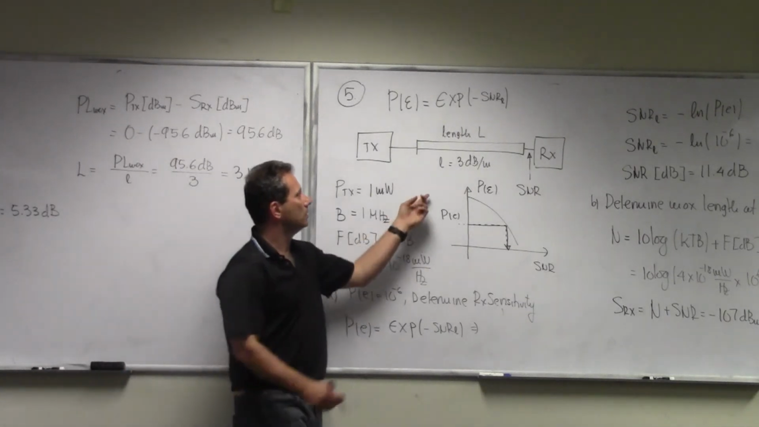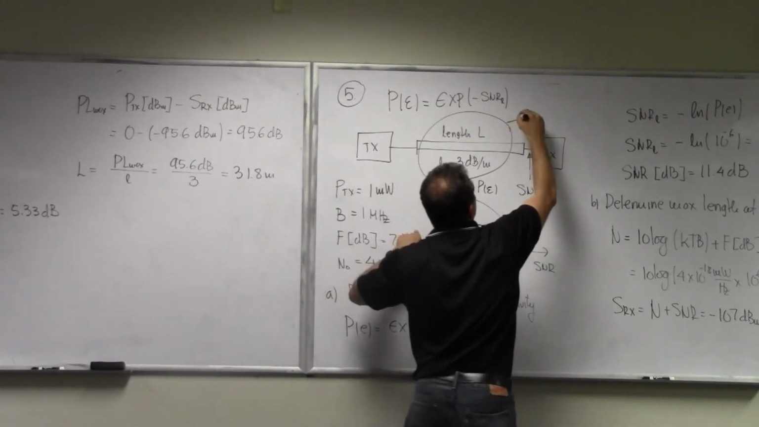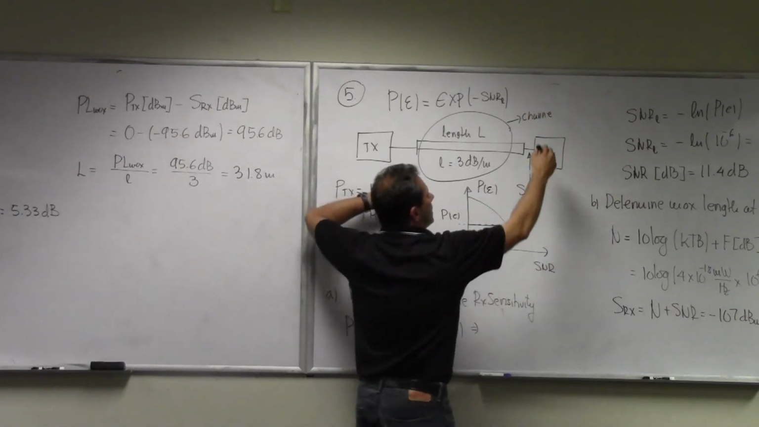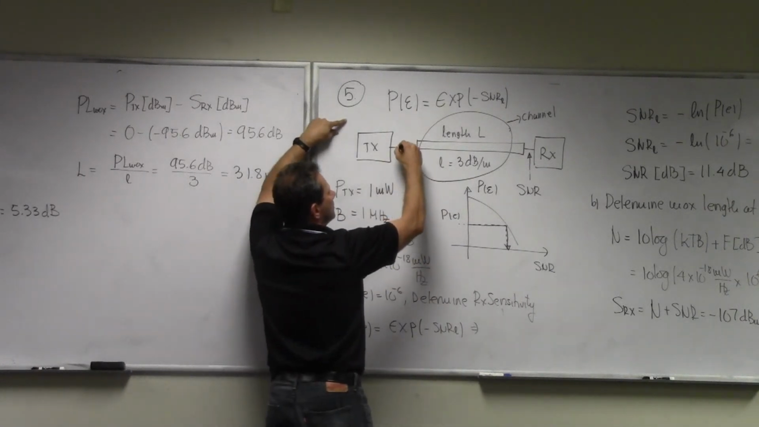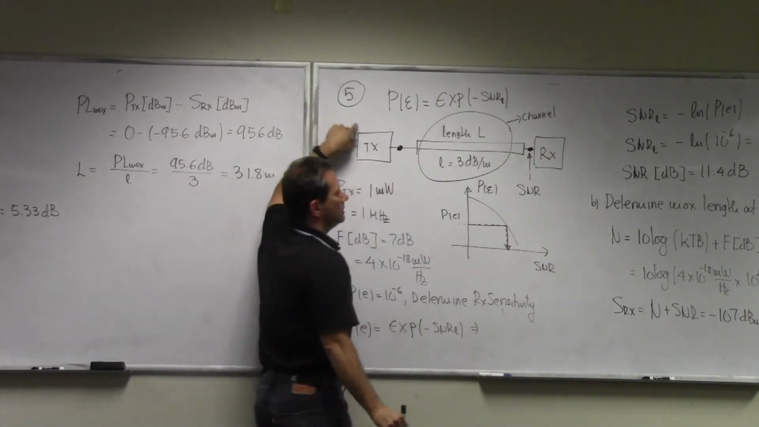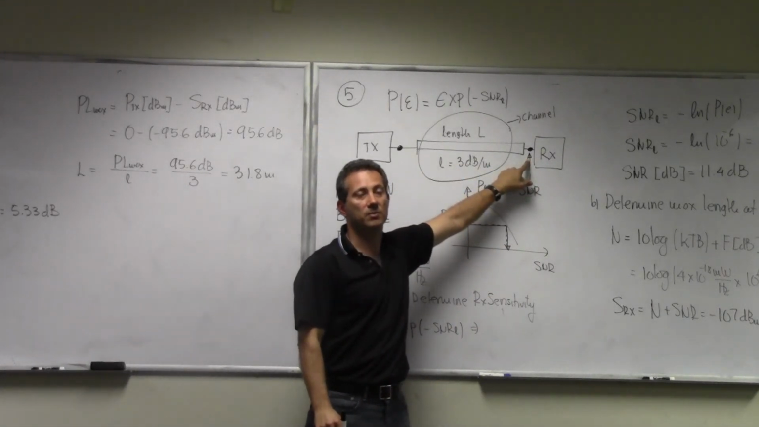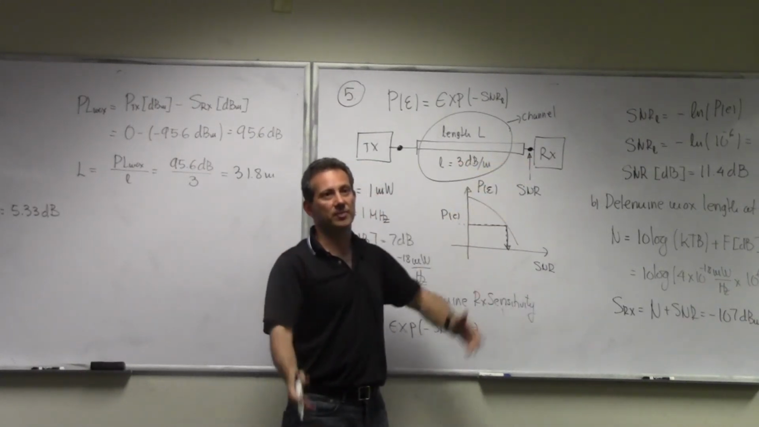Of course, this here is your channel, right? Regardless of whether this is wireless or wireline, you have these 2 points. This is your transmitter point, and this is your receiver point. The difference between the power levels at these points is what we call the link budget.